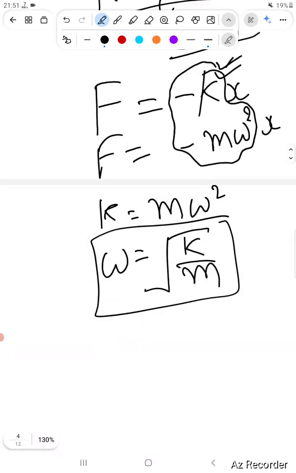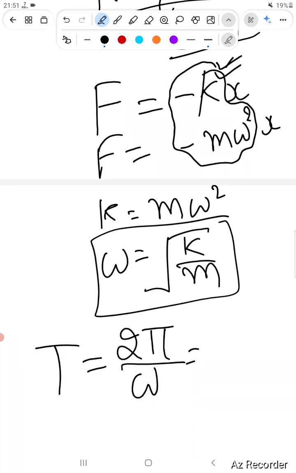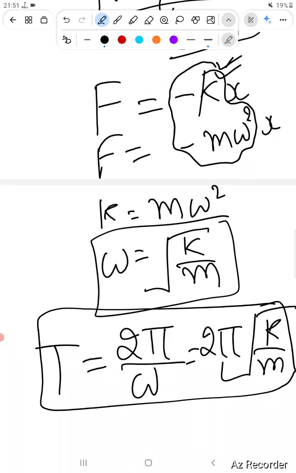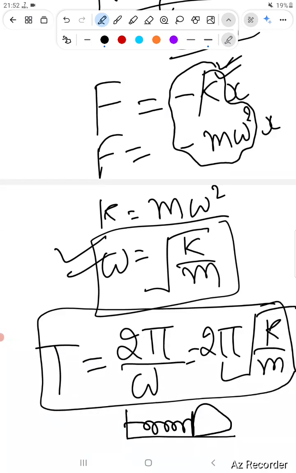One more thing is that to find the time period, you already know T equals 2 pi upon omega. If you put in the value, T comes out to be 2 pi root of m upon k. So this is one question. If you have a block of mass m connected to a spring, and you move this block, then the force that comes out is minus kx. If you compare with the force of SHM, then omega comes out to be root of k upon m, and T is the time period of oscillation.